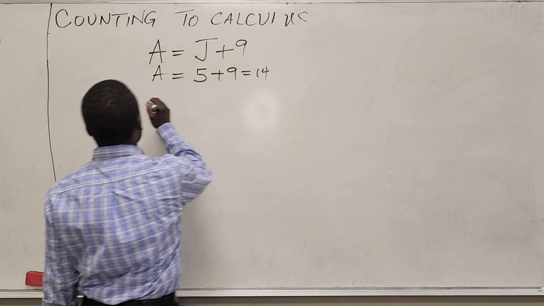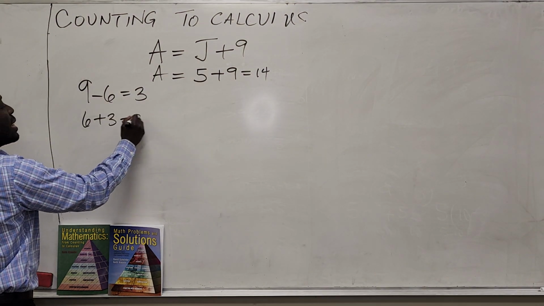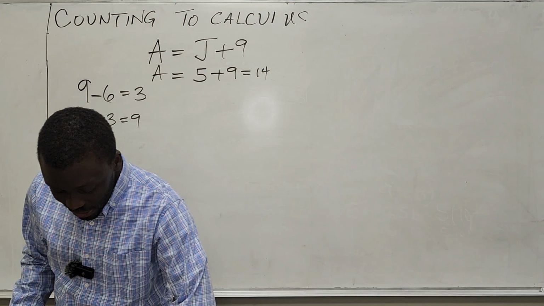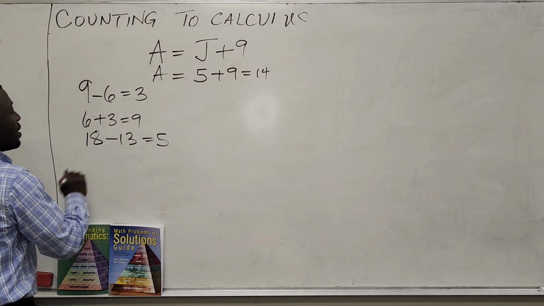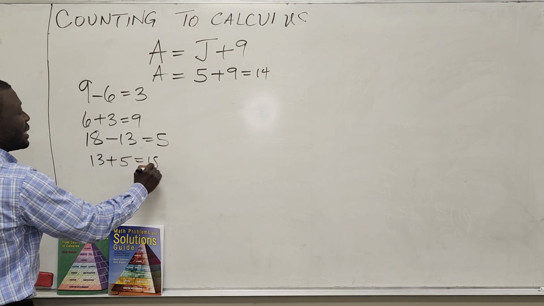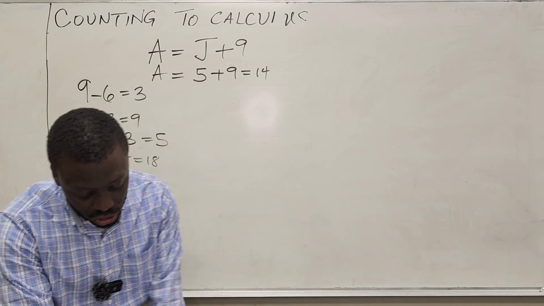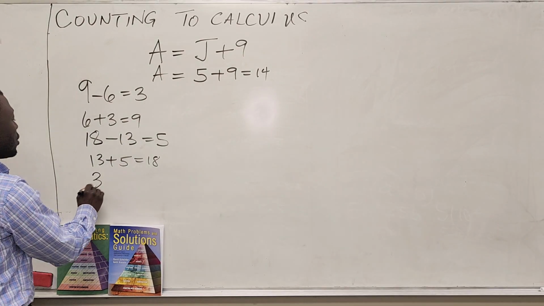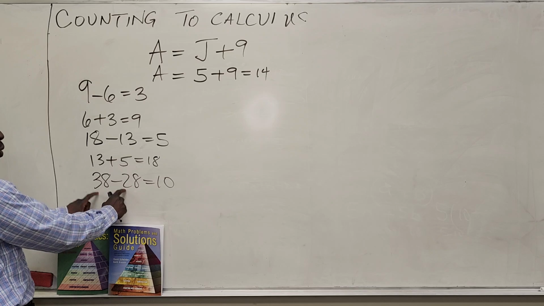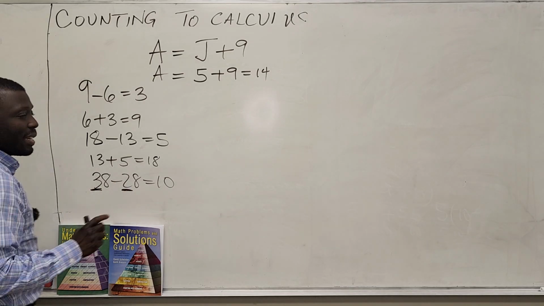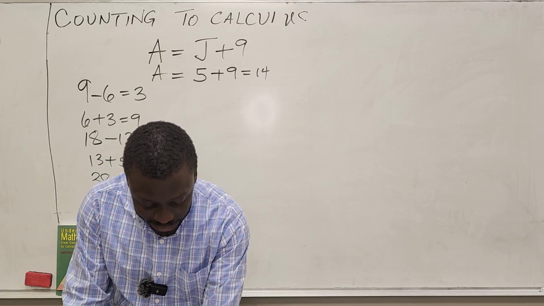What is 9 minus 6? It is 3. That means 6 plus 3 is 9. Very good. What is 18 minus 13? 18 minus 13 is 5. That means 13 plus 5 is 18. Notice that there's a relationship there between the addition and the subtraction. What is 38 minus 28? That's just 10, right? Notice that these 8s are the same. The only thing that changed was in the tens place. That's why place value is important when you're adding and subtracting as well.